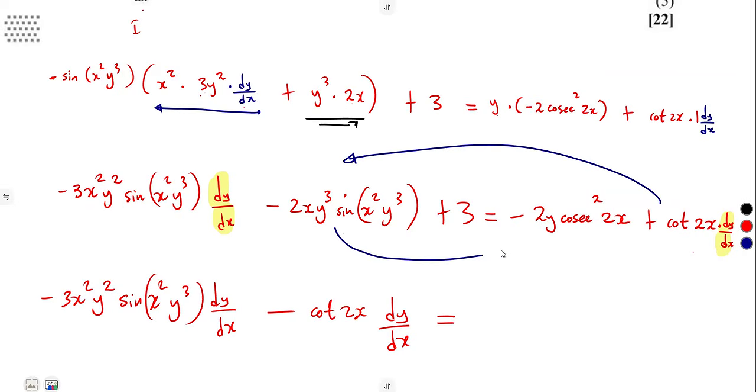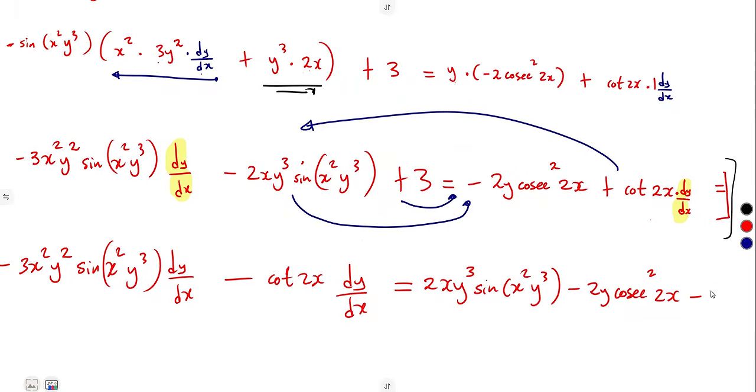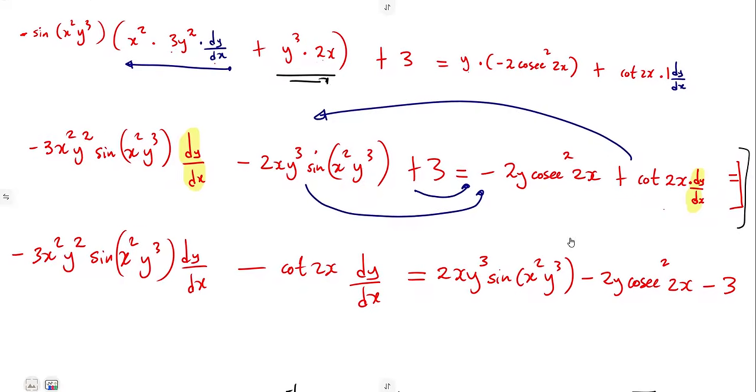So we're going to take this whole term to the other side. That's a positive 2xy cubed sine of x squared y cubed. Then you take the 3 to the other side, it's going to be a negative. But let's start with this one. Then we're going to write the 3 after. So this is minus 2y cosec squared 2x. Then the 3 is going to be there as a negative. So if we take the 3, it's going to be a negative 3. So that's the basic idea of what it was going to look like.